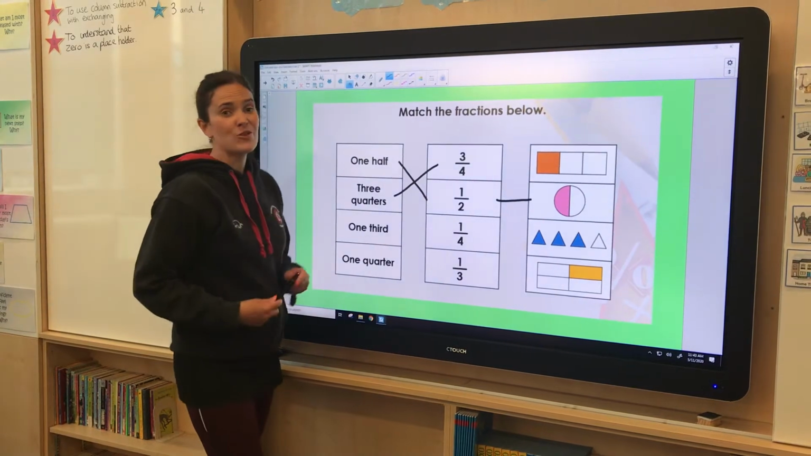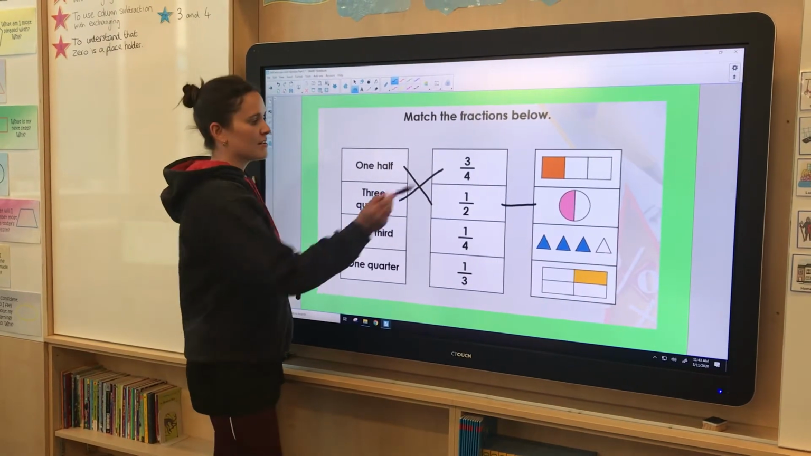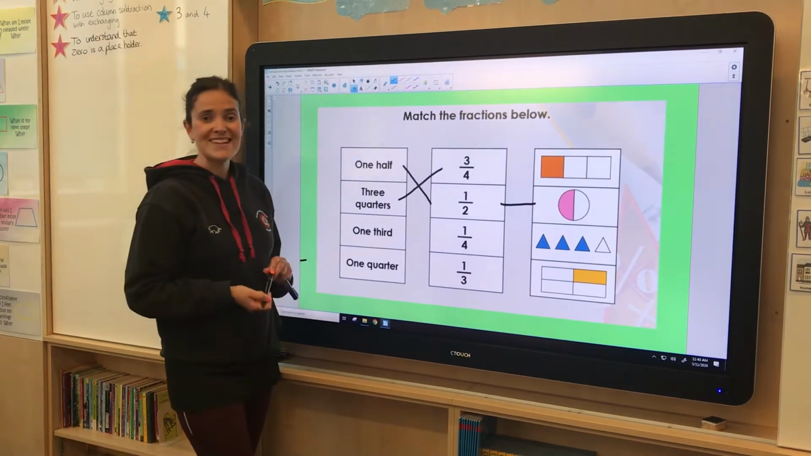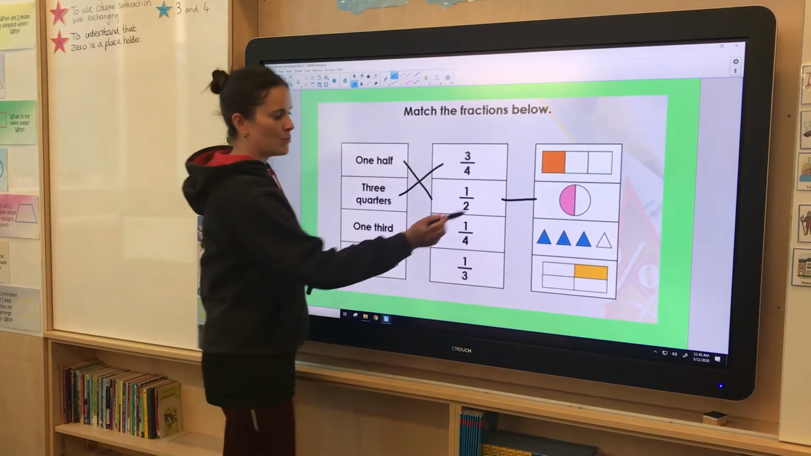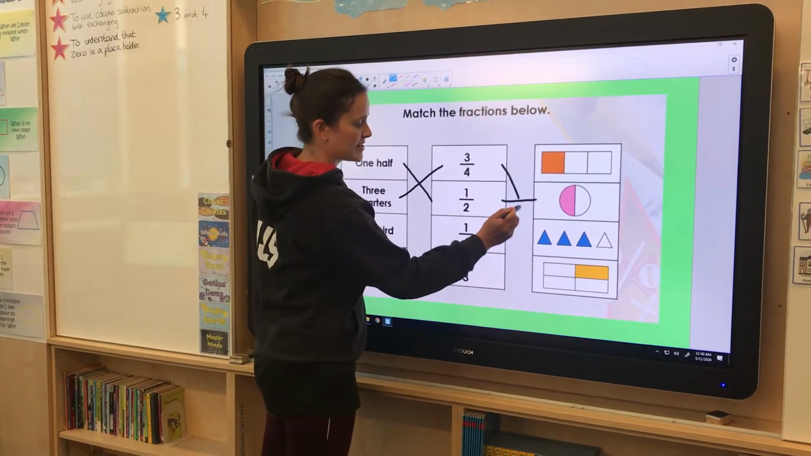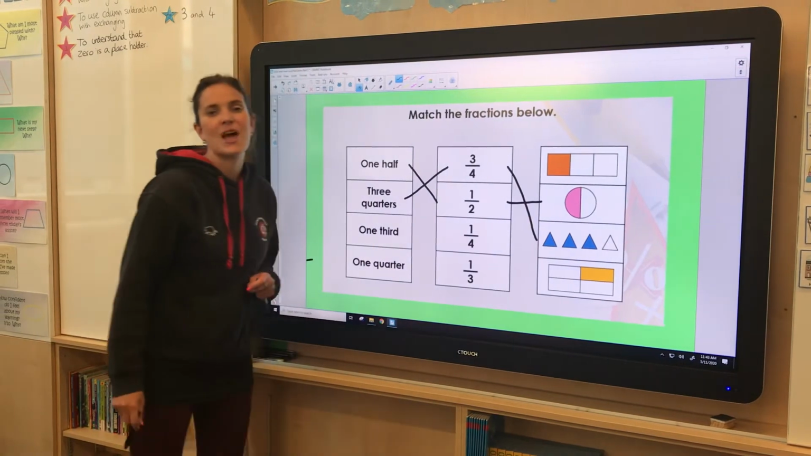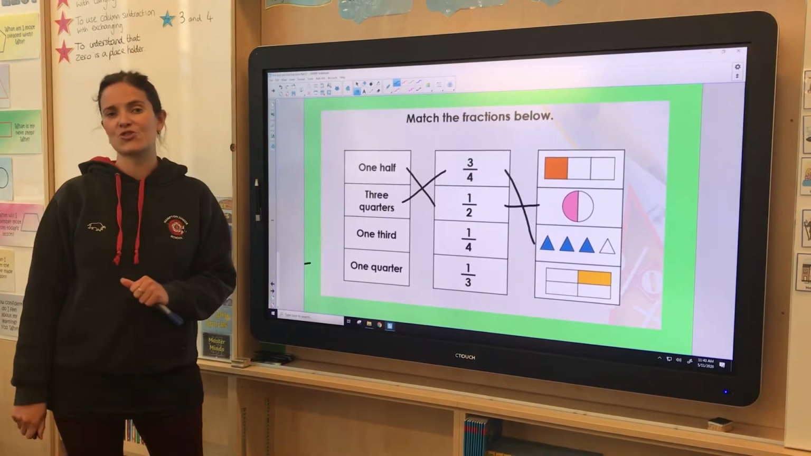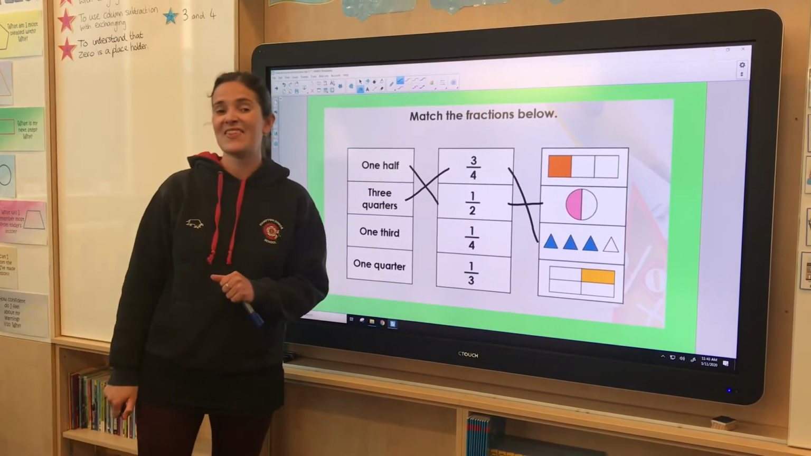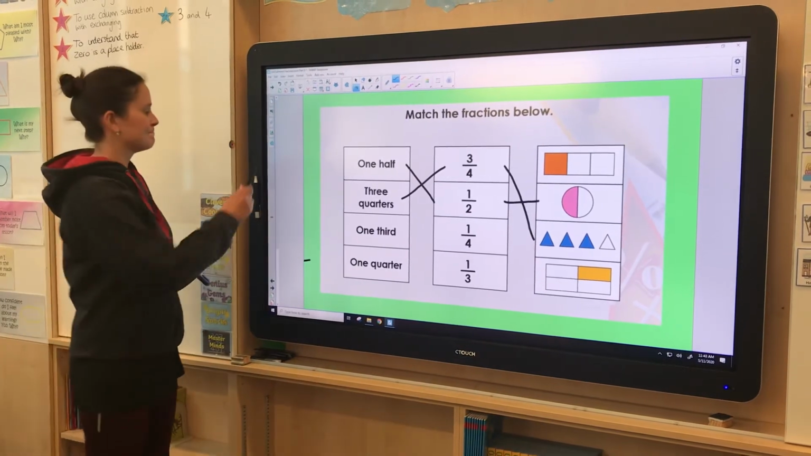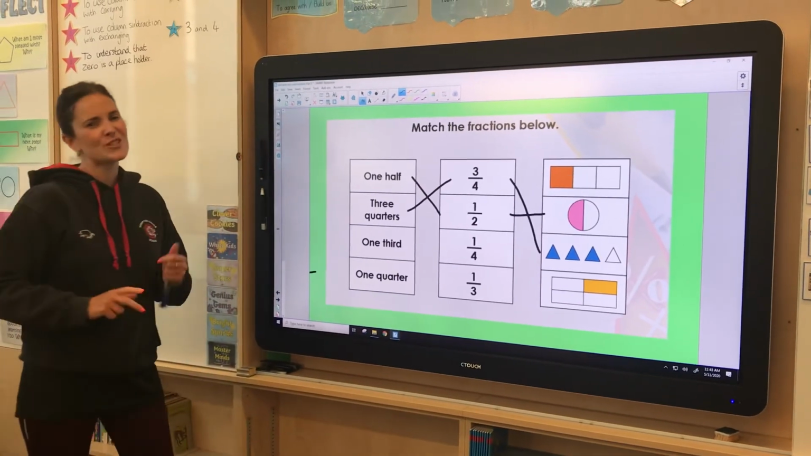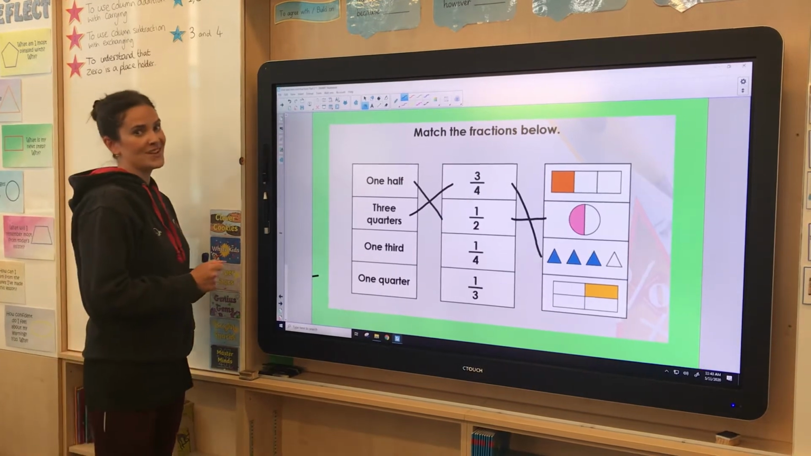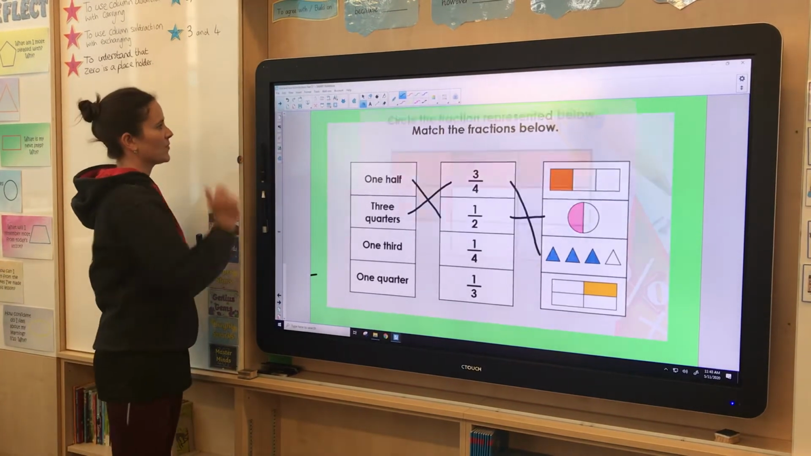So it could be either of those, except 3 parts need to be identified, in which case it is going to be the blue triangles there, because 3 out of the 4 triangles have been shaded in. They have been identified. So you have got some examples of this kind of question on Wednesday's worksheets for you to have a look through.